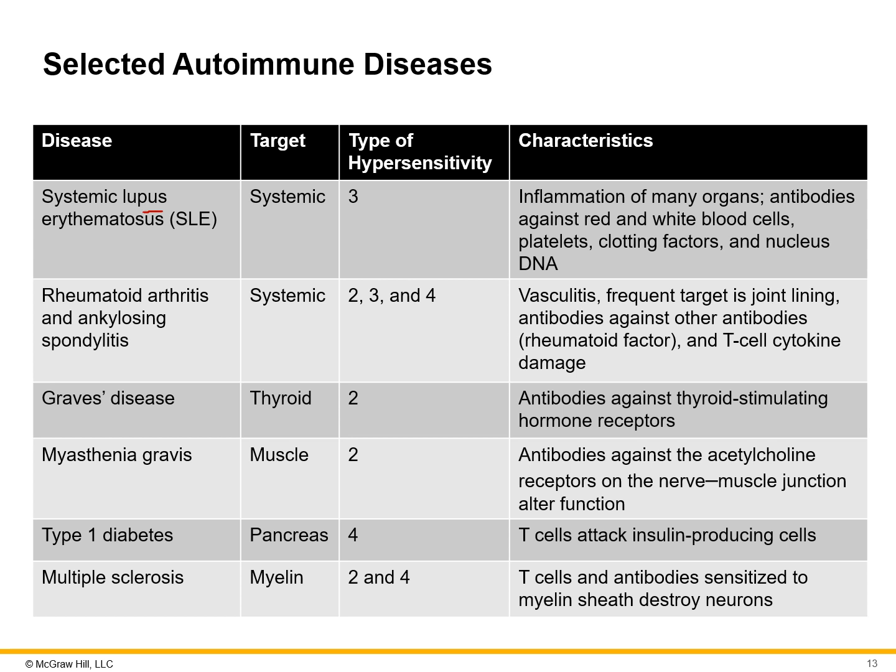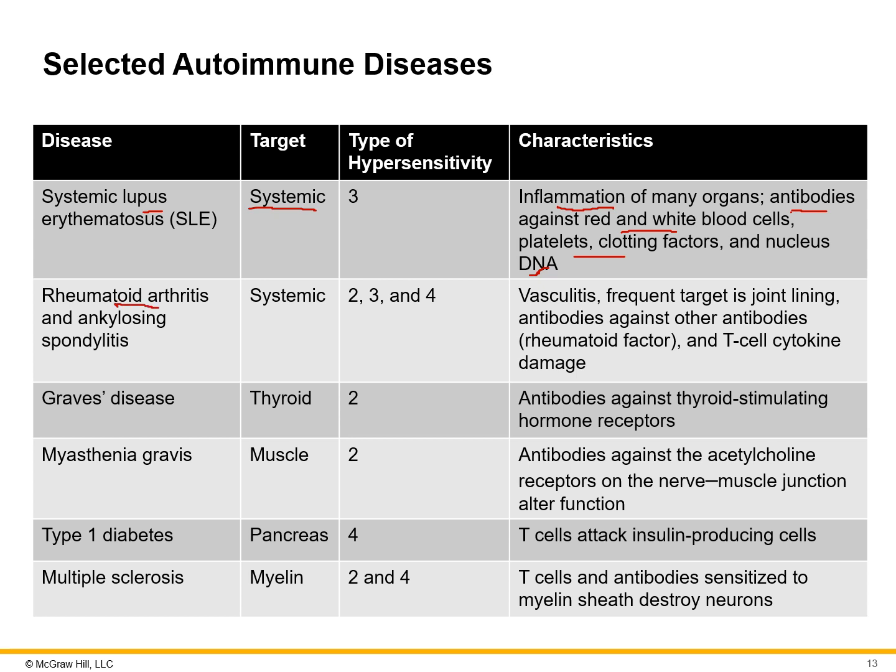So what happens here, this is systemic, so it's throughout the body, and this is where we get inflammation of a lot of the organs, and it's caused from antibodies against our red and our white blood cells, as well as platelets, clotting factors, and even DNA. So in lupus, again, this autoimmune disease where the immune system is essentially attacking the blood, and that, of course, would then cause different symptoms throughout the body.